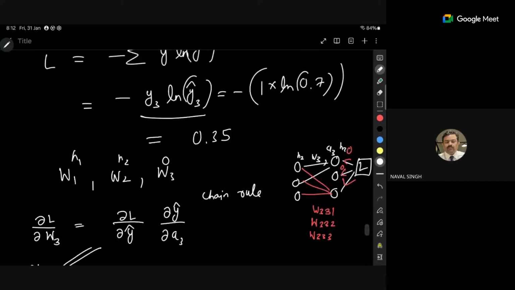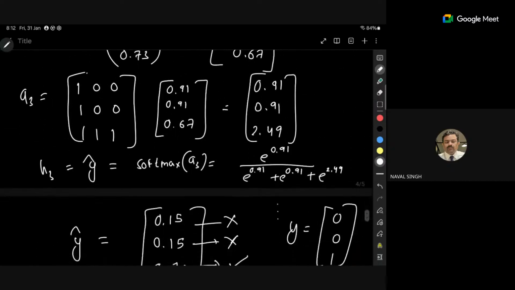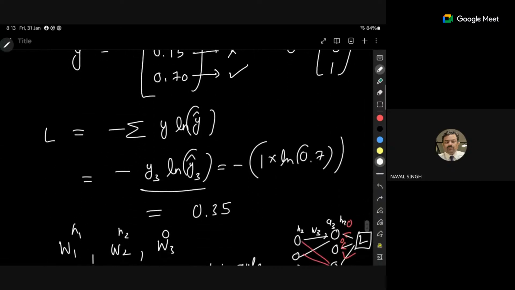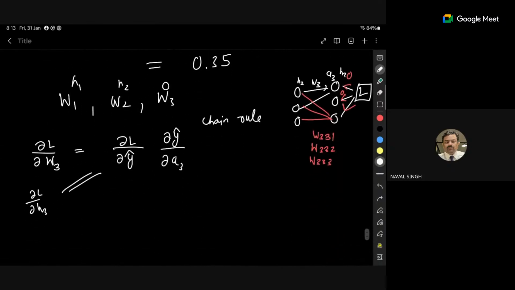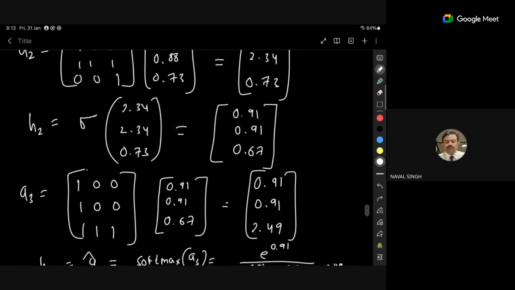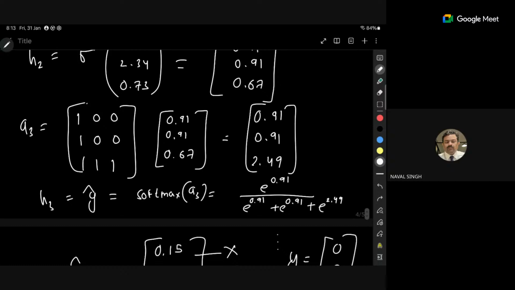This A3 guy is affecting it. We can see it. We got y3 here, and to compute y hat, I required A3, right? You can see I use softmax of A3 to get this value. So A3 is actually affecting my y hat, right? Yes, sir. And then if I show you A3, right? For A3, what is affecting it is W3 and H2. These two guys are affecting A3.